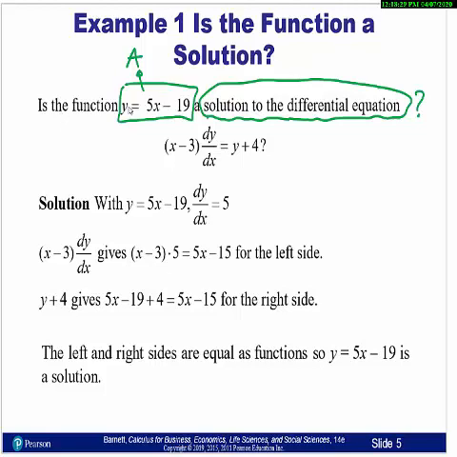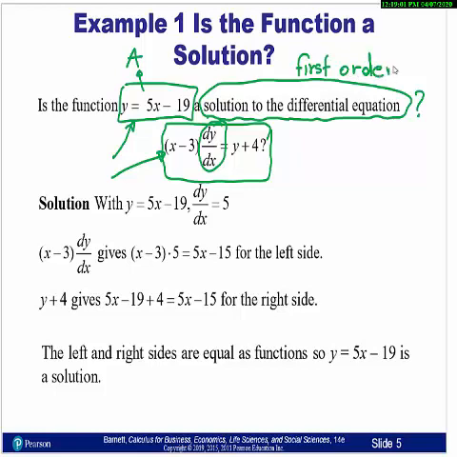So right here what we are trying to show is: is this function, y equals 5x minus 19, a solution to this equation? This right here is a differential equation. How do we understand that this is a differential equation? Well, first of all, it involves right here a derivative, a first order derivative. So this is a first order differential equation.